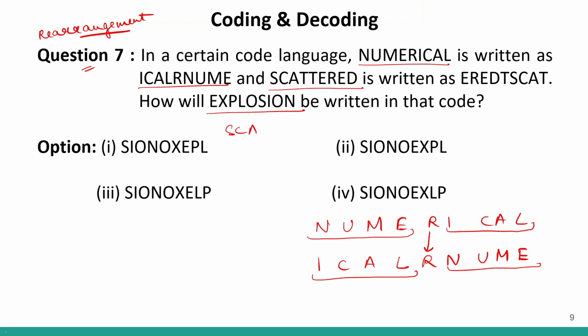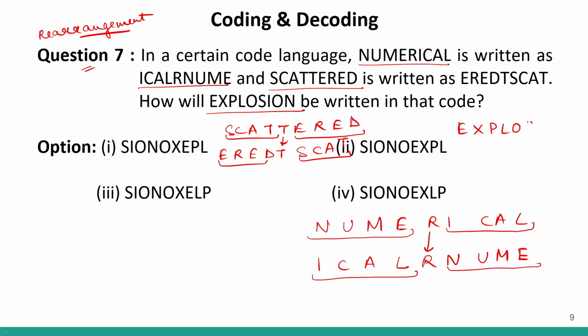Check the same thing for scattered. Correct? For scattered, the code is EREDTSCAT. So these are the first 4 letters which are written in the last. These are the last 4 letters which are written first, and the position of T does not change. So we will use the same concept for explosion as well.